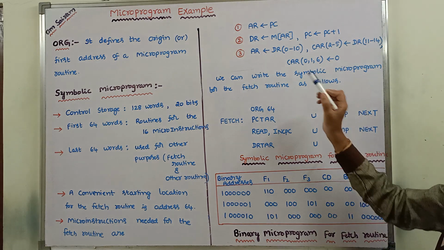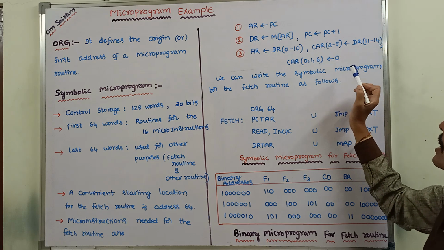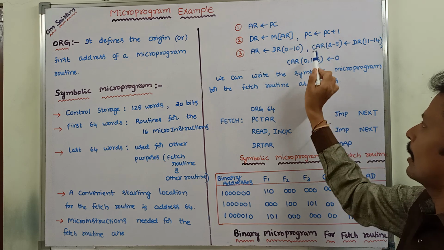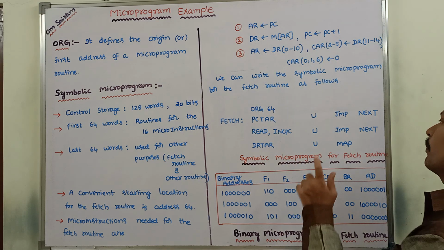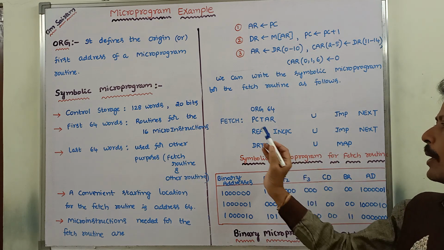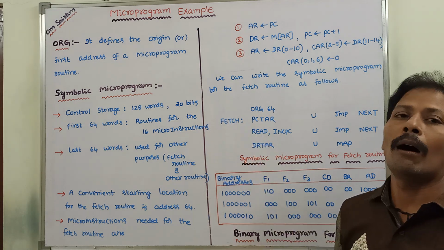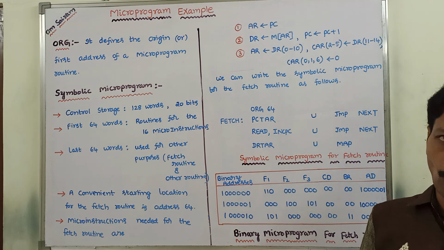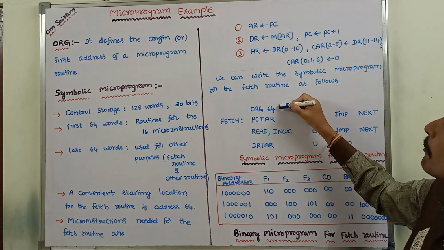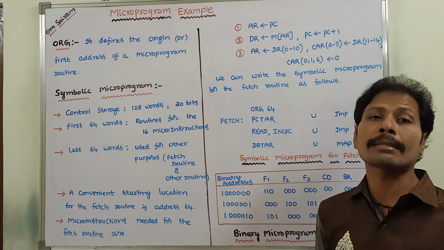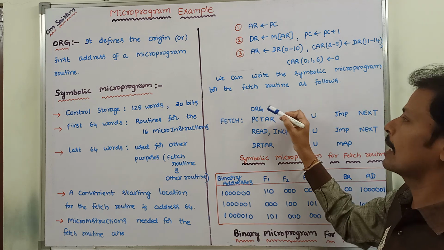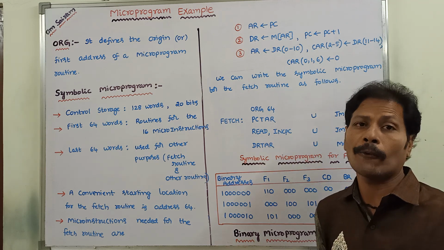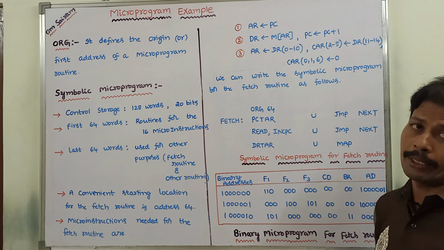Next one, we can write the symbolic program for this fetch routine as follows. Here fetch is the label that is terminated with a colon. The fetch routine always starts with address 64. ORG is nothing but origin. 64 is the starting address.